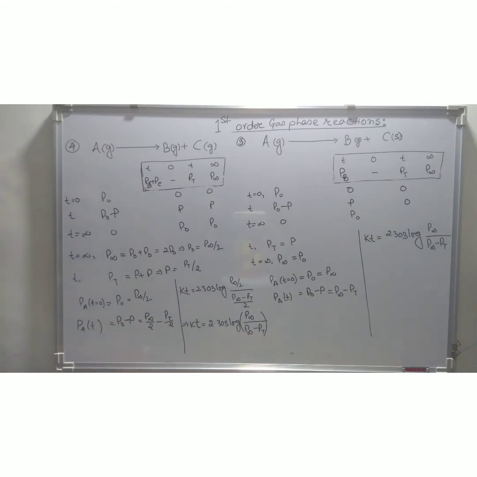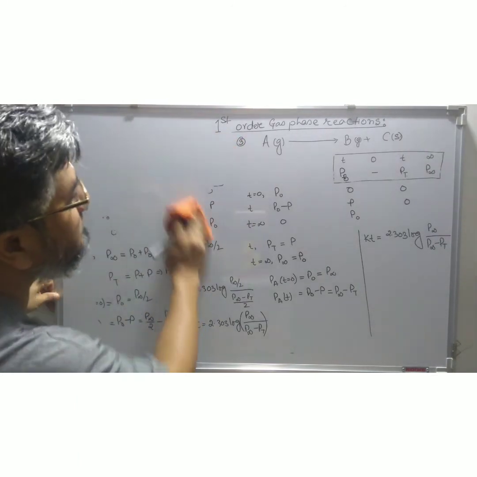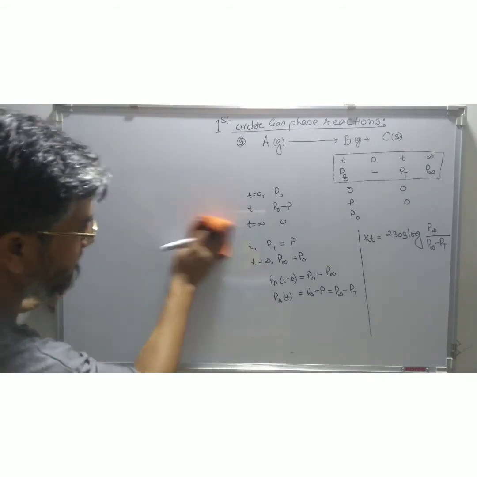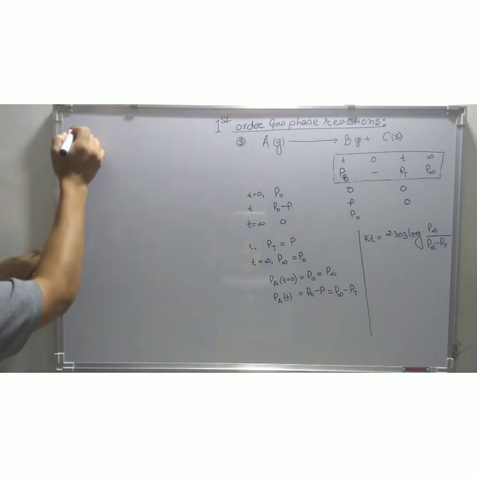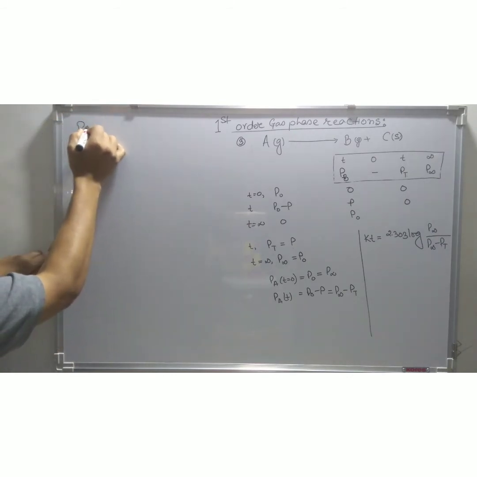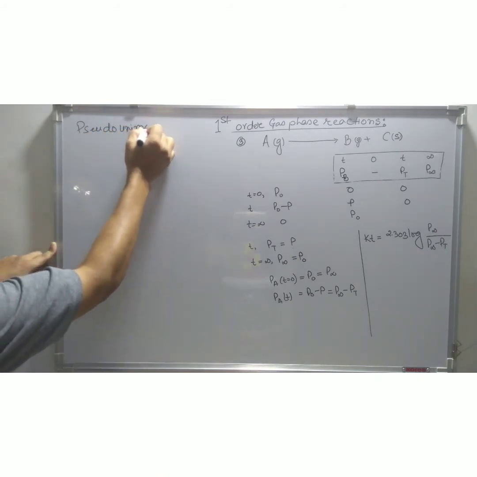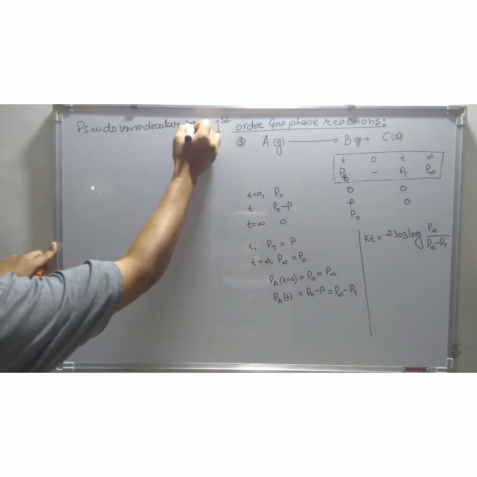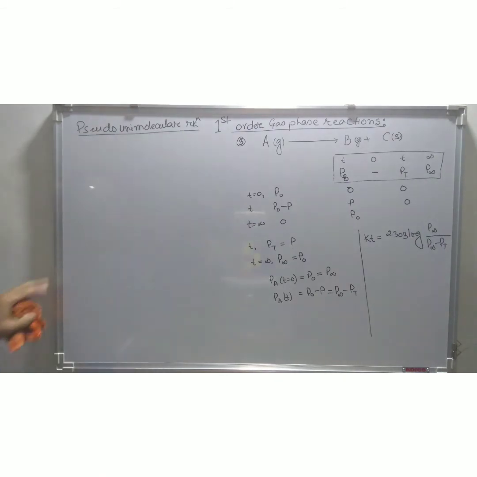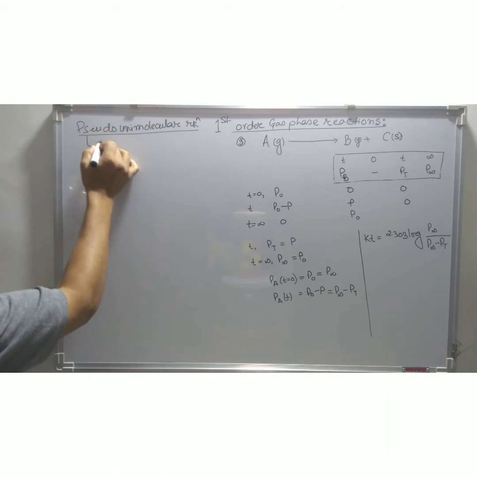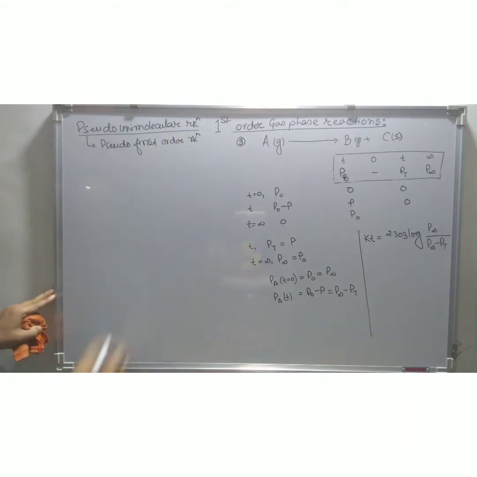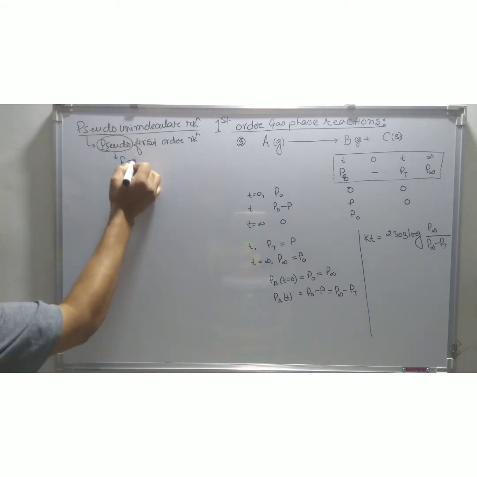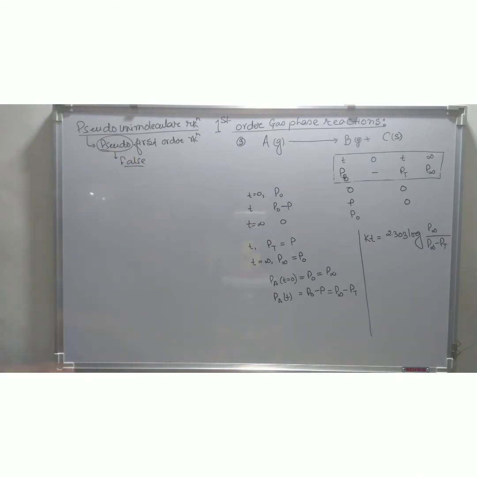Now apart from this, let's see pseudo unimolecular reaction. Now this pseudo unimolecular reaction is also known as pseudo first order reaction. So the word pseudo means false. Though the reaction is not first order, it seems to be first order, and this reaction is not unimolecular but seems to be unimolecular.